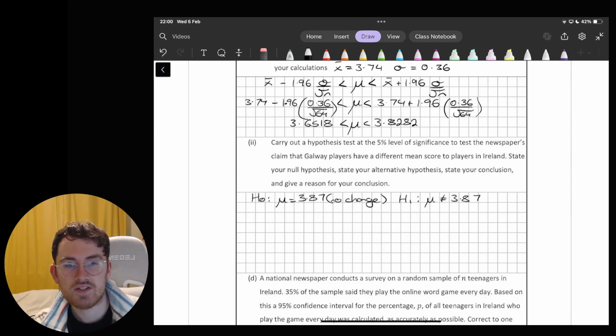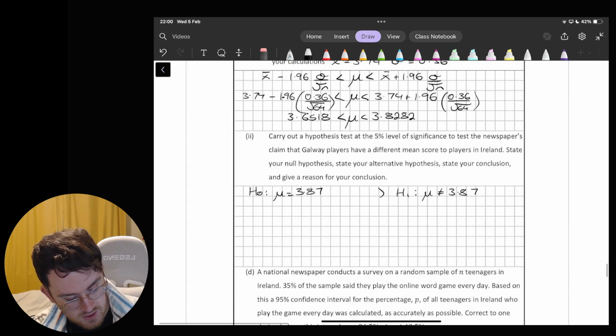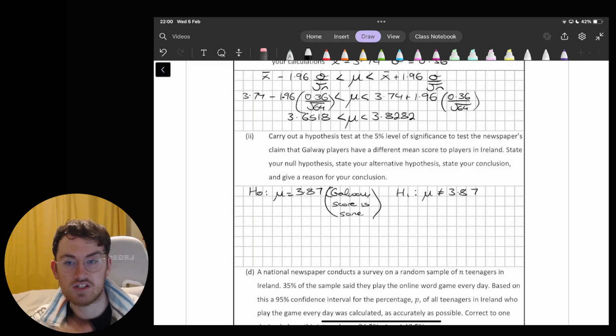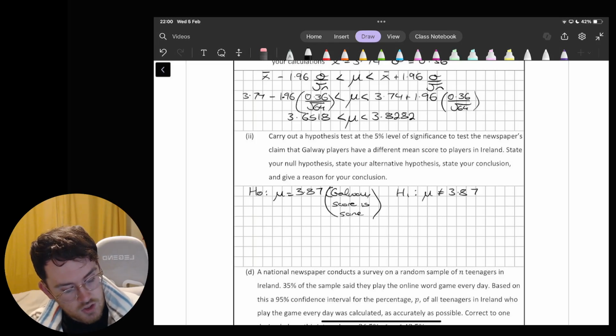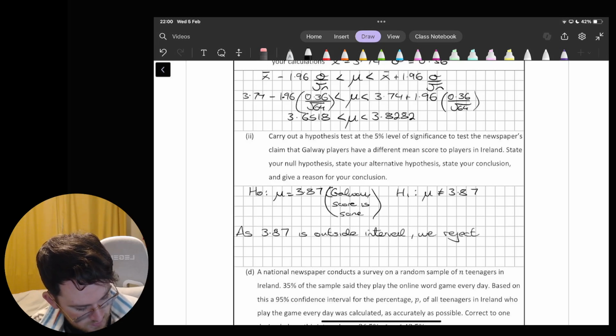So the null hypothesis is that there's no change, and let's tie that back better to the question here. So we'll say Galway's score is the same as the country, and the alternative is that it's not. So we're testing whether it is the same, and if it's not, then we can reject it. So we look at our confidence interval. 3.87 is outside the interval. So as 3.87 is outside the interval, we reject the null hypothesis.